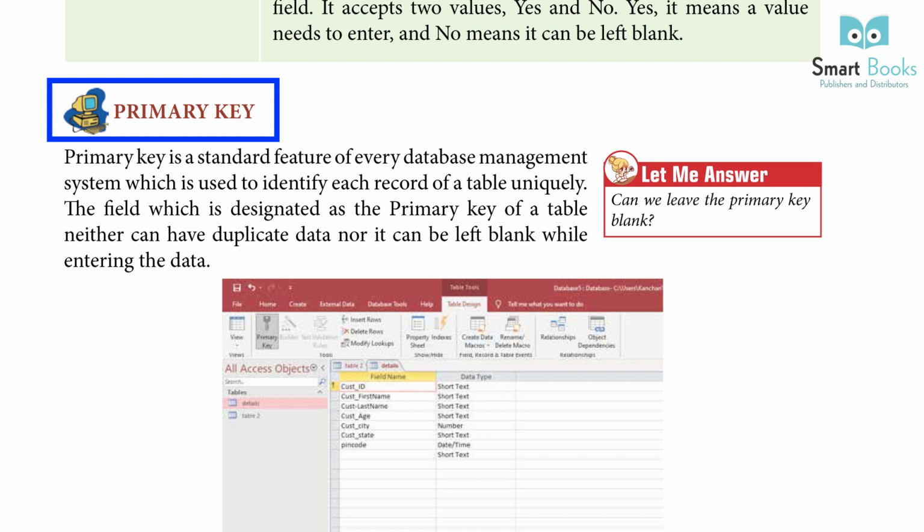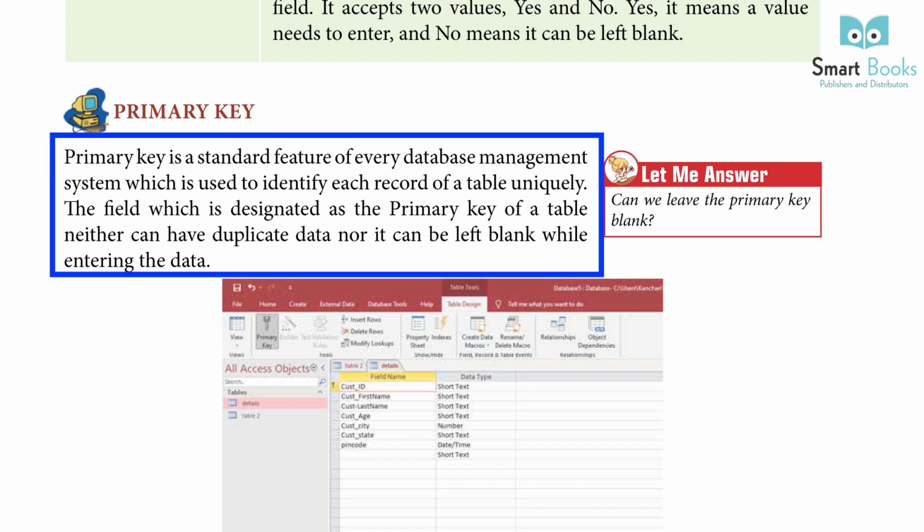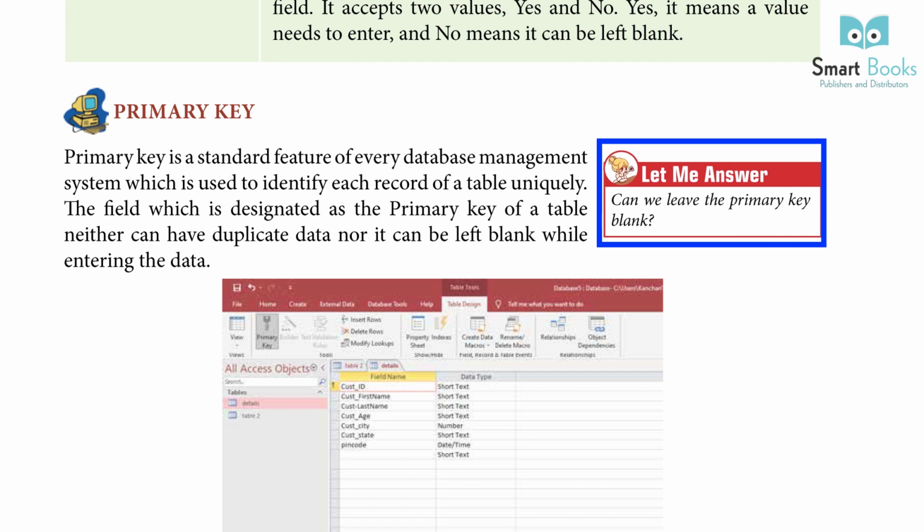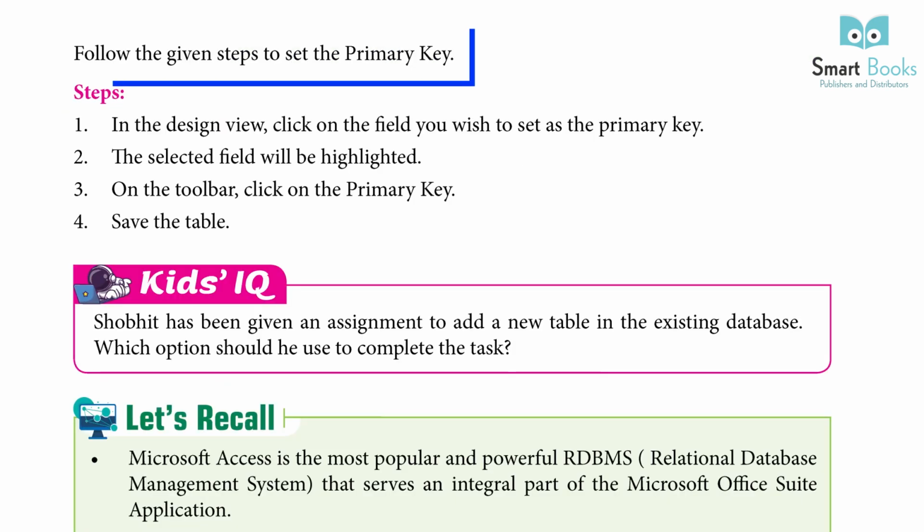Yes means a value needs to be entered, and no means it can be left blank. Primary key. Primary key is a standard feature of every database management system which is used to identify each record of a table uniquely. The field which is designated as the primary key of a table neither can have duplicate data nor can it be left blank while entering the data. Let me ask: can we leave the primary key blank?